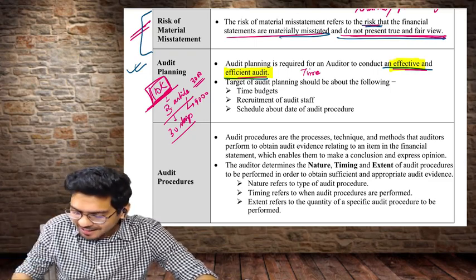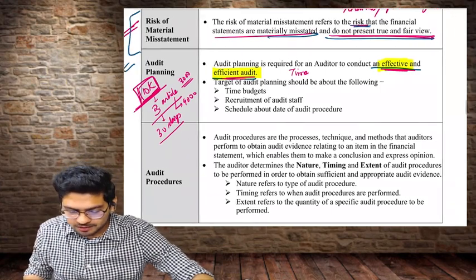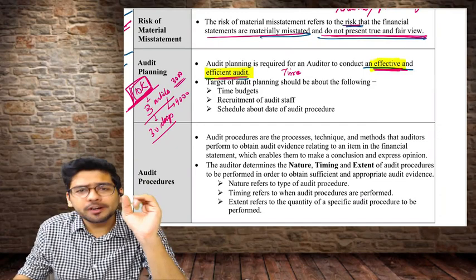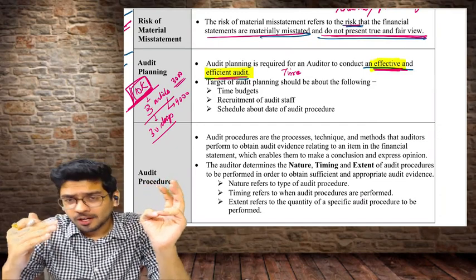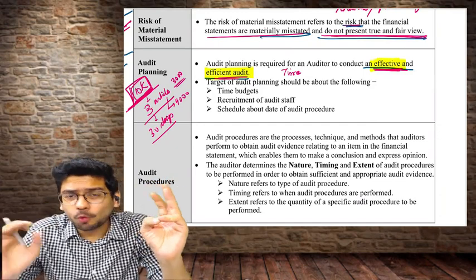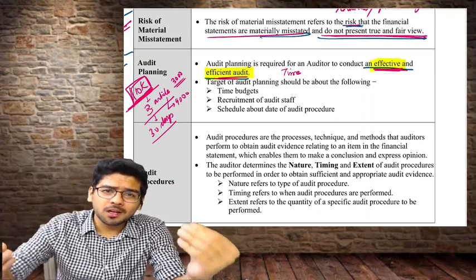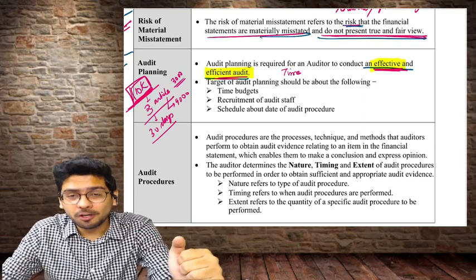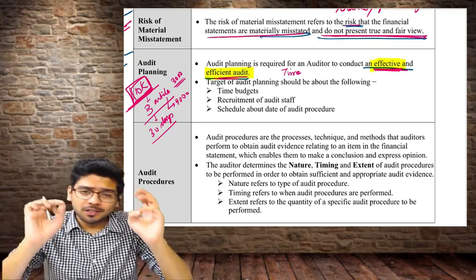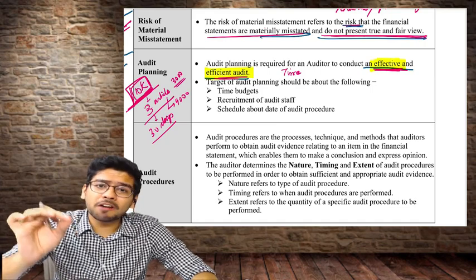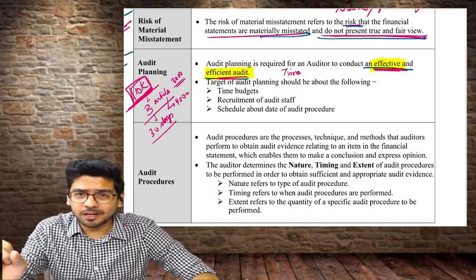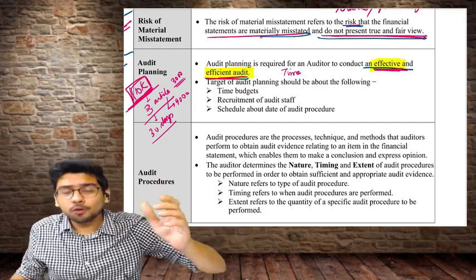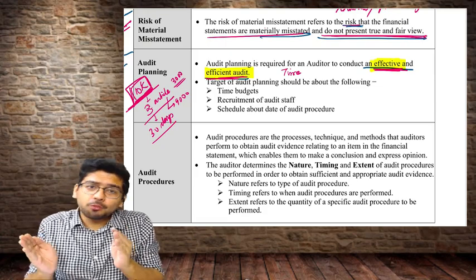So when I say effective and efficient, please understand what happens. When I say an effective audit, it means the opinion which I give has to be correct. For example, if there are misstatements, I cannot say that the financial statements are giving a true and fair view. You have to come up with a correct opinion. That means the audit has to be effective. And when I say efficient, in order to be effective, you cannot take 3 months to complete an audit. You have to be efficient also.